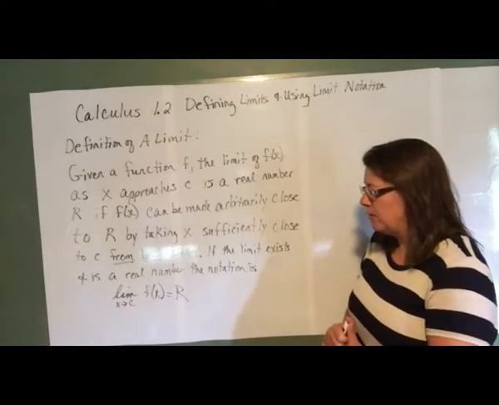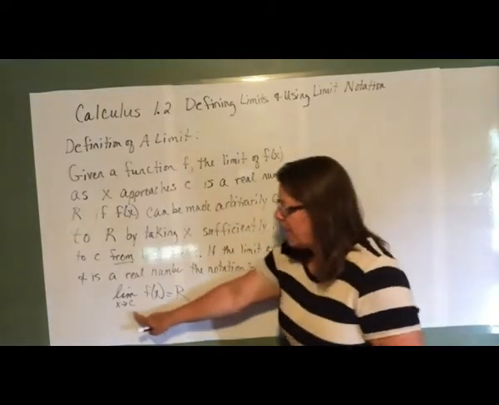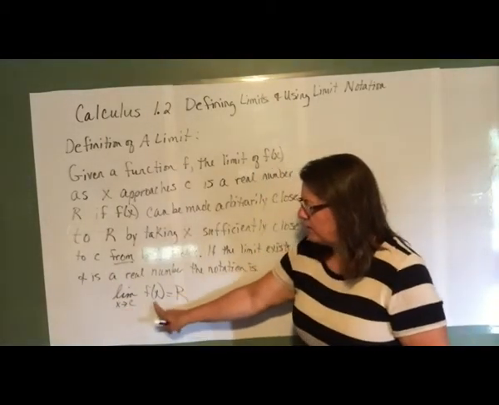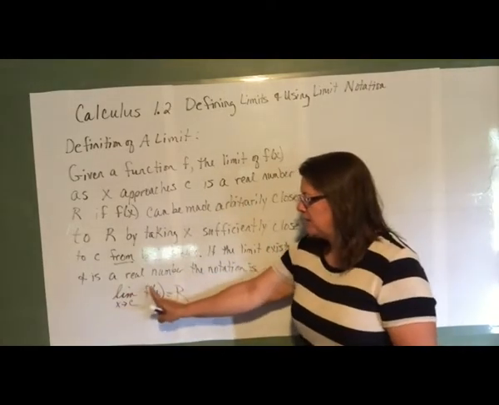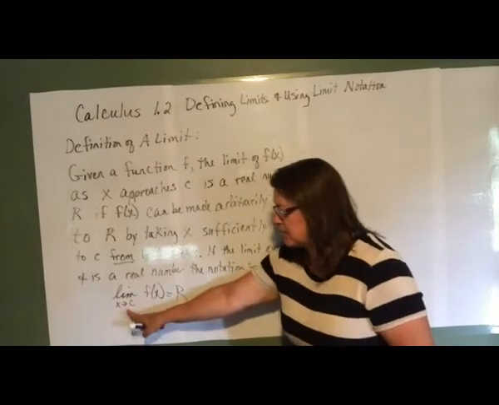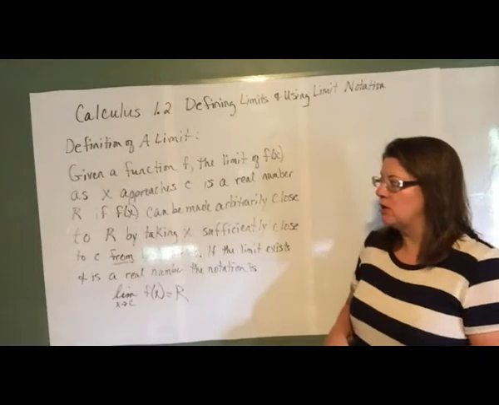If the limit exists and is a real number, the notation will be the limit as x approaches c of f of x equals r. Or you could say the limit of f of x as x approaches c is equal to r. That's how you would read that limit notation.